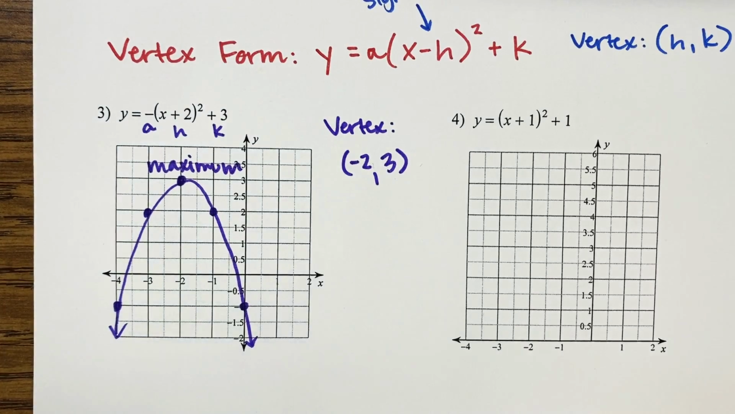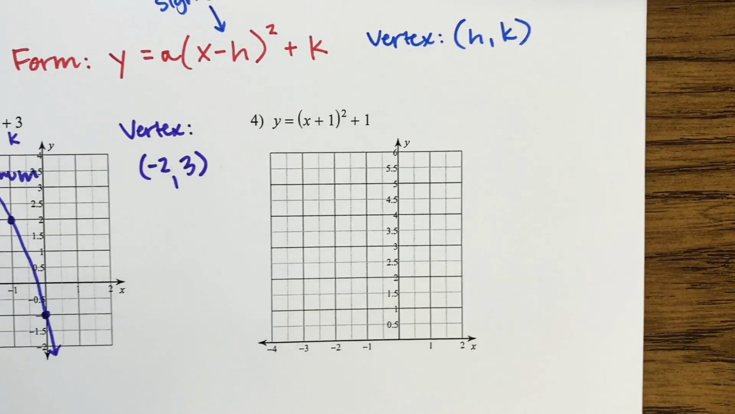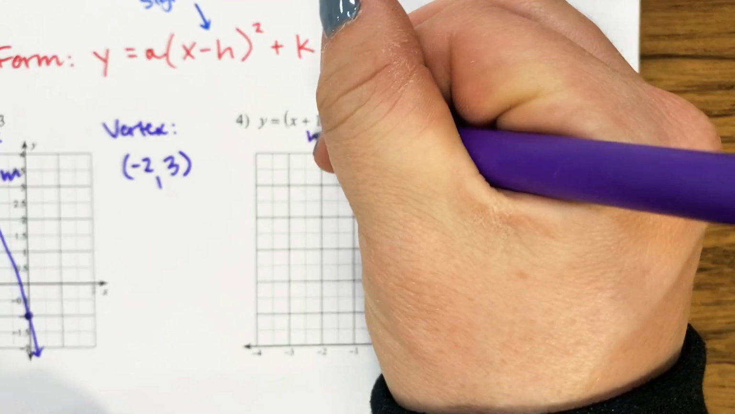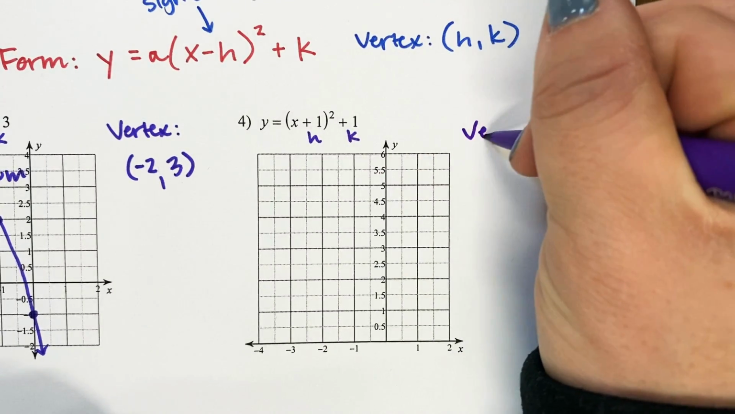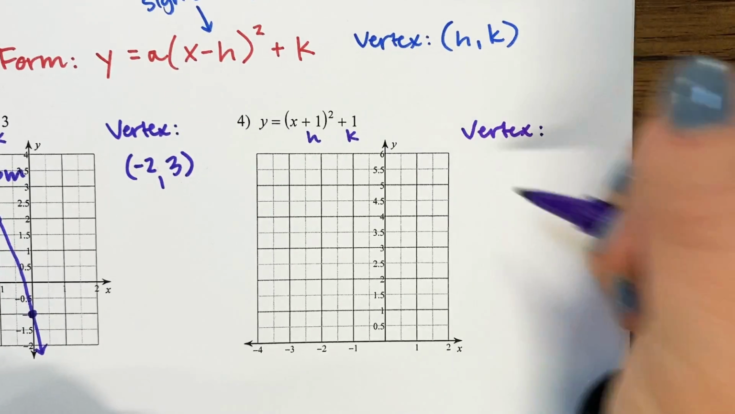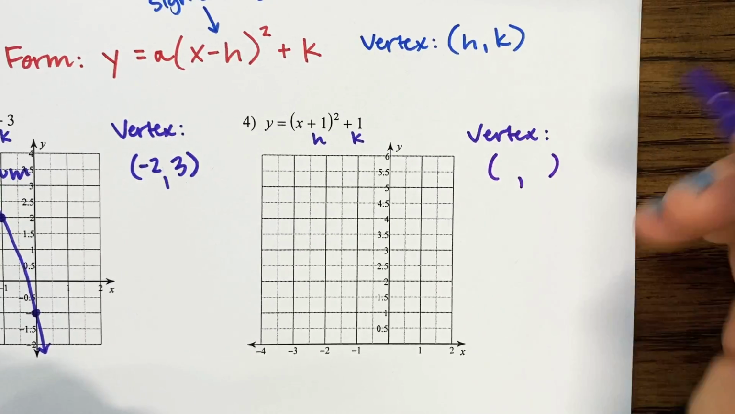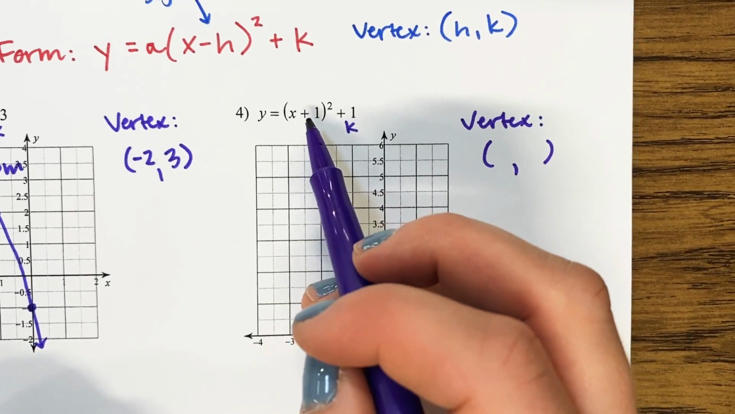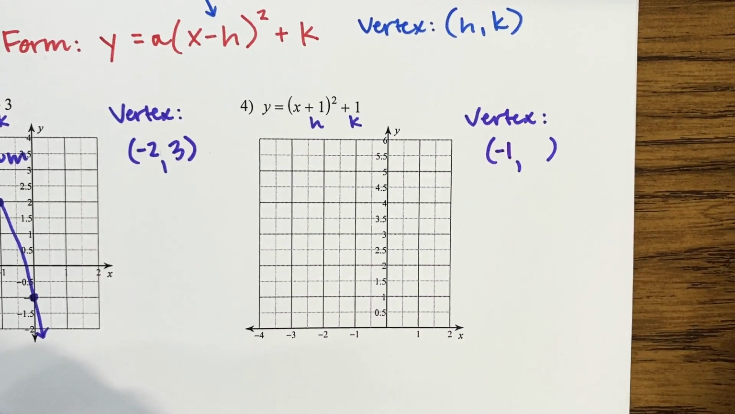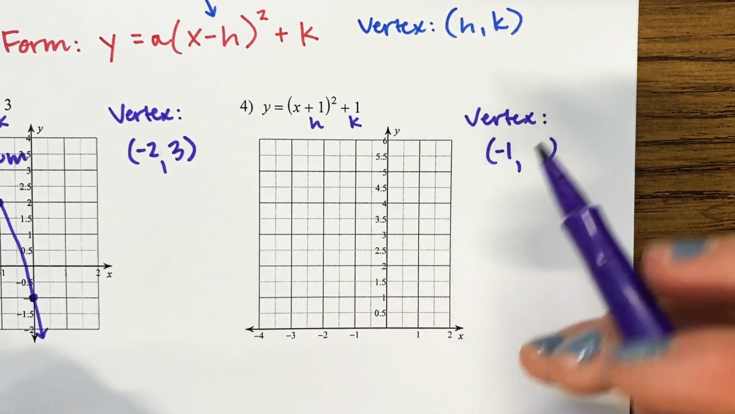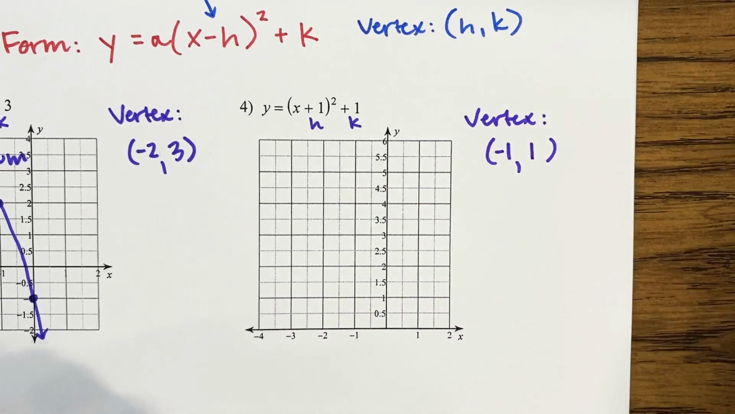Beautiful. Okay, so let's identify on number 4 my H and my K. So that means my vertex, remember, is H comma K, but what do we have to do with the H? We have to change the sign. So this was a positive 1, now it's a negative 1. K stays the same, so it stays positive 1.